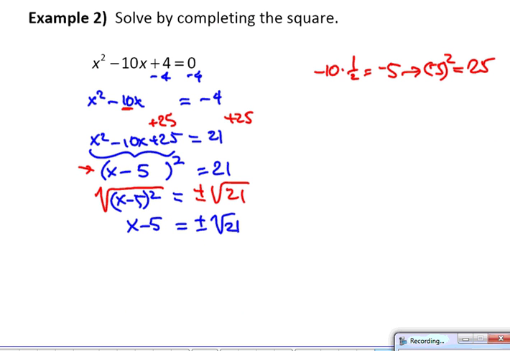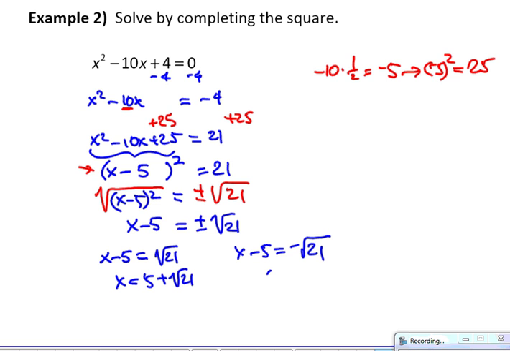So we're going to finish up by solving. I have two situations: x minus 5 is equal to the positive square root of 21, and x minus 5 is equal to the negative square root of 21. Solve it by moving my 5 over, and I get 5 plus the square root of 21, and I also get 5 minus the square root of 21. So you want to go to your calculator and plug that in and come up with your decimal answers. I have 9.58 for the first one and 0.42 for the second. Let's round them to the hundredths place.